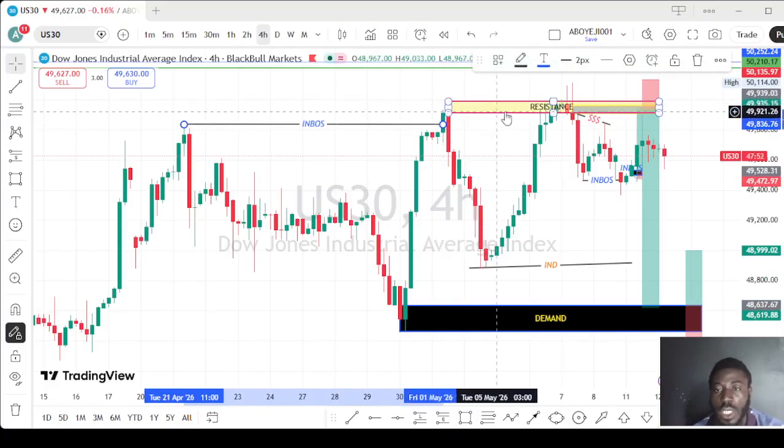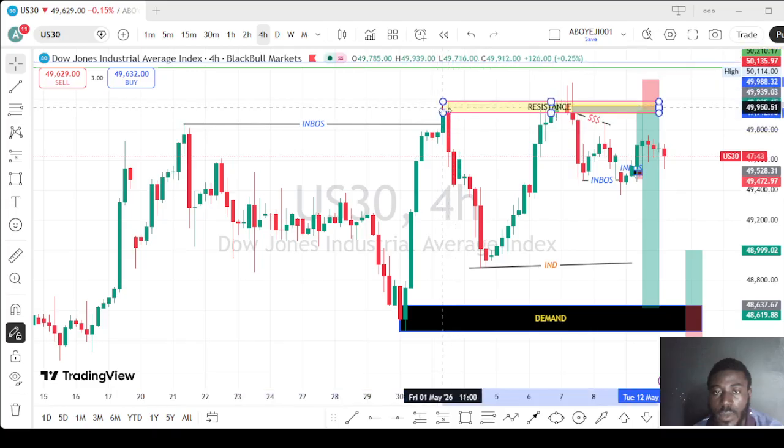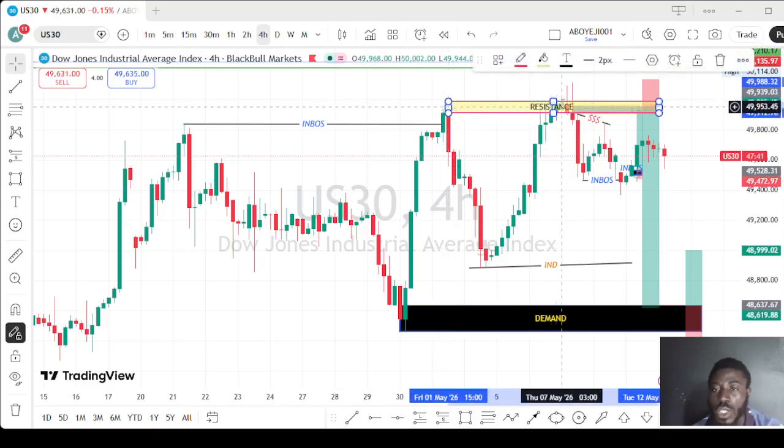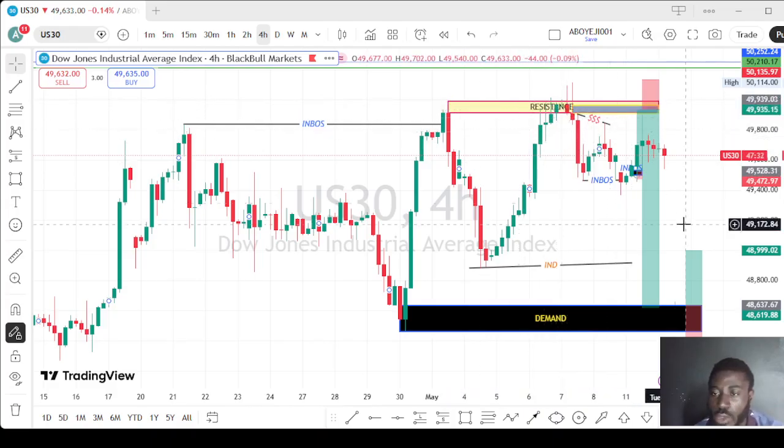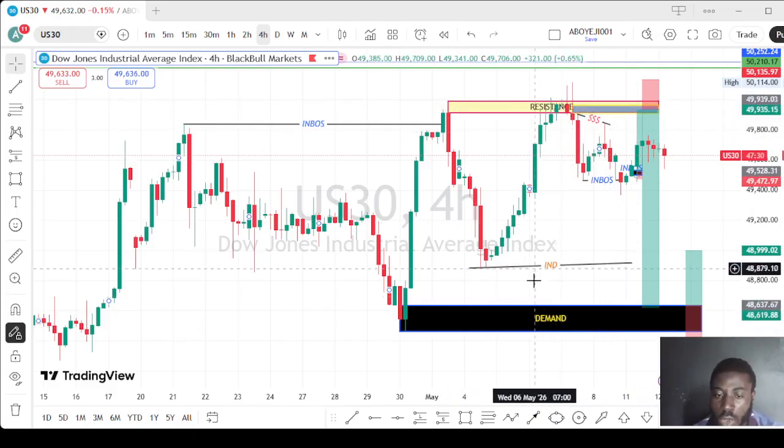And this one does not break with a full body candle. You can see our market just touches it. You can see how the market touches with a weak candle before you can see a big dump. So definitely this place has liquidity here. So we have liquidity down.